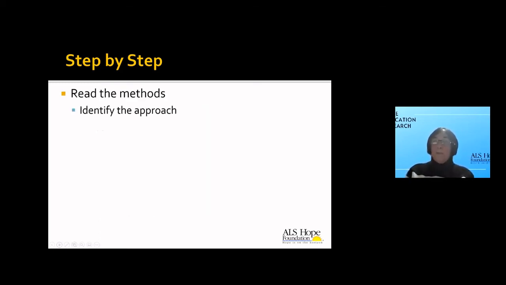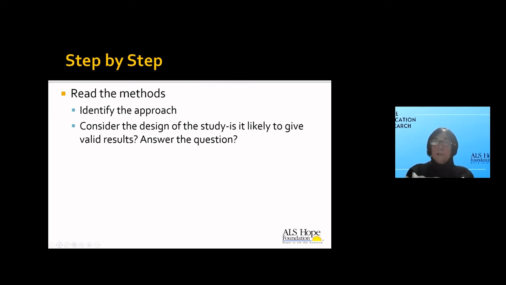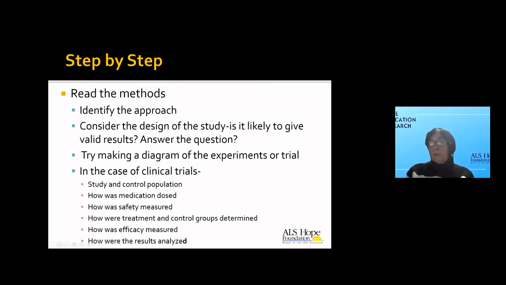Then you read the methods, and you want to look at the approach. Now, this can be really tough for you guys on a basic science paper. So you want to get the gist, though, of how the investigators are approaching it. Does it seem logical? Is the design of the study likely to be valid? Will it answer the question? You can even try making a diagram: use that pen, make notes, and diagram what the investigators are doing.